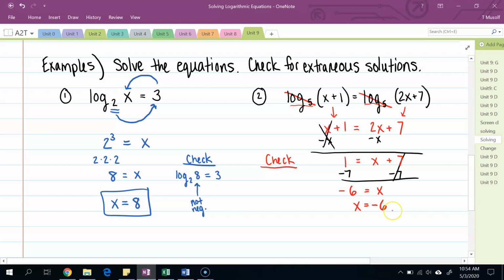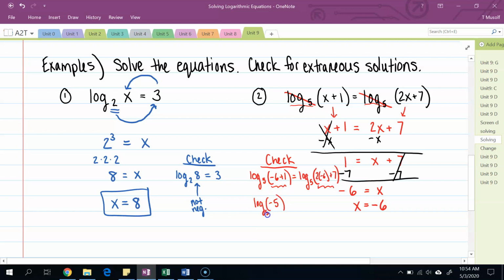Again, that means I'm just going to plug this in for x, so log base 5 of negative 6 plus 1. And then on the other side, log base 5 of 2 times negative 6 plus 7. I'm not even going to use my calculator to check, because again, I'm just checking to see if I end up with a negative in these parenthesis pieces. And that's math that I can do without my calculator. Like negative 6 plus 1, I know is negative 5.